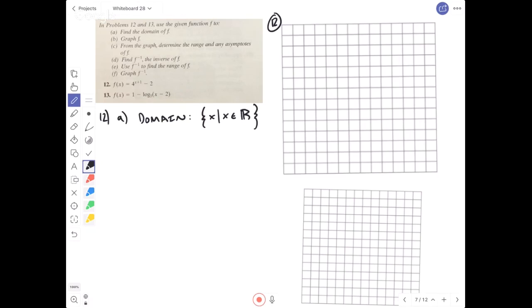Okay, and B, graph f. Okay, so I can see, it looks like I'm going to have a horizontal asymptote at negative 2. That's going to be my asymptote. So I'm going to let my graph go down there.